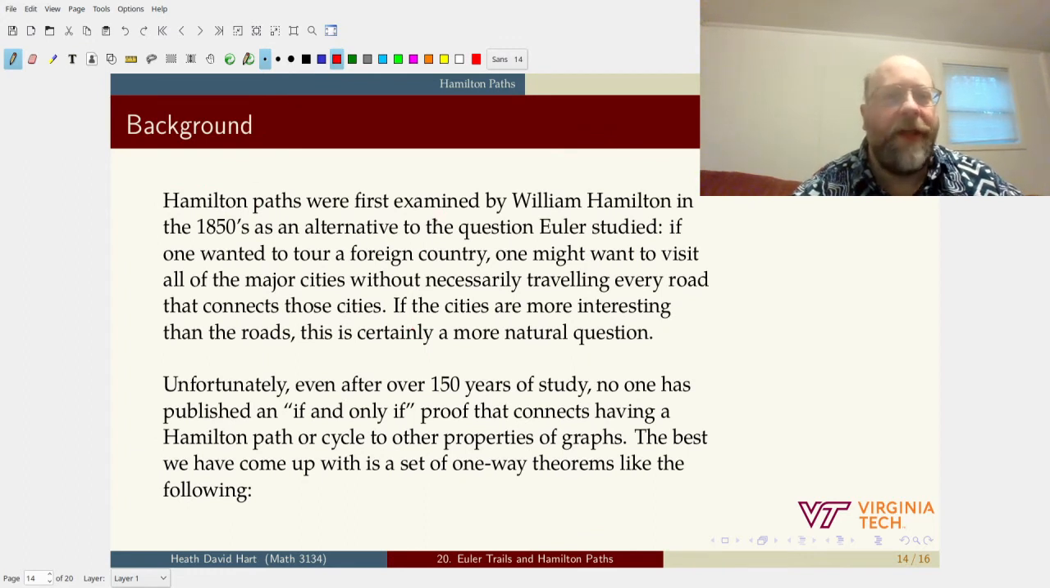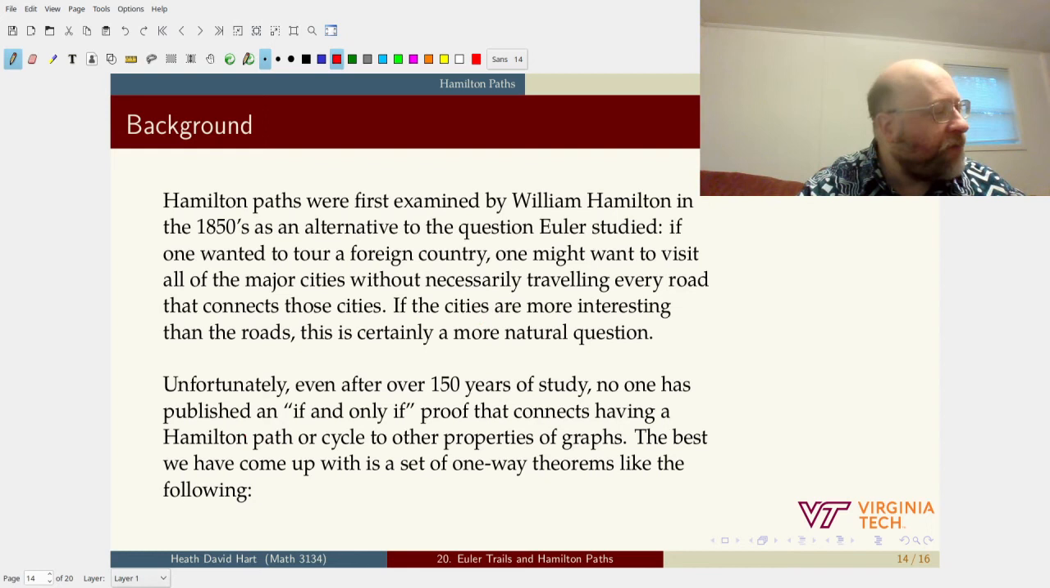Hamilton paths were first examined in the 1850s as an alternative to the question that Euler studied. Euler was interested in traversing edges in a graph and being able to hit all of the different edges. But Hamilton was thinking, if we thought about the graph representing important cities or sites or landmarks in a foreign country, you might want to visit all of those major landmarks, all of those cities, but it's not necessarily important to travel every single road that connects the cities. If you think that the cities themselves are more interesting than the roads, this is kind of a natural question to ask. Is it possible to visit all of the cities exactly once?